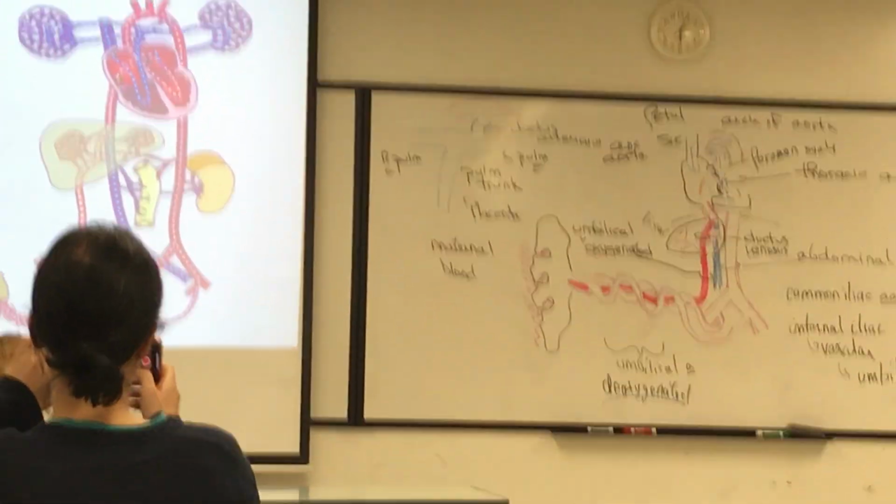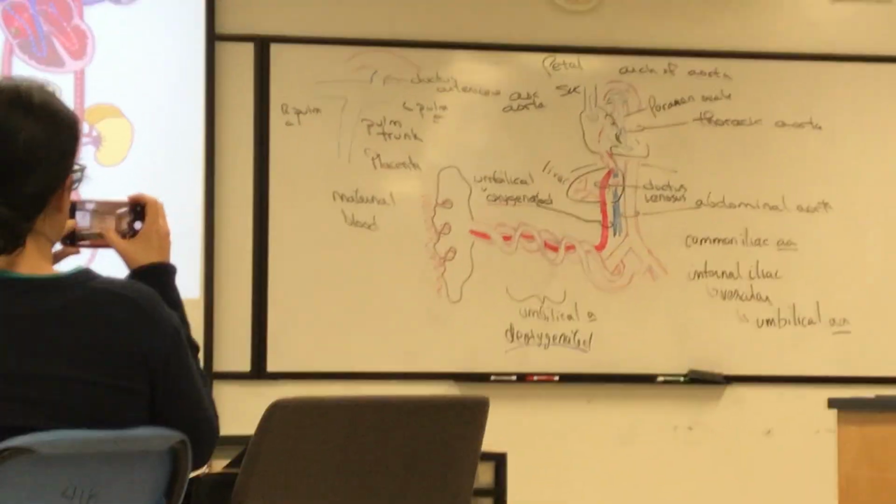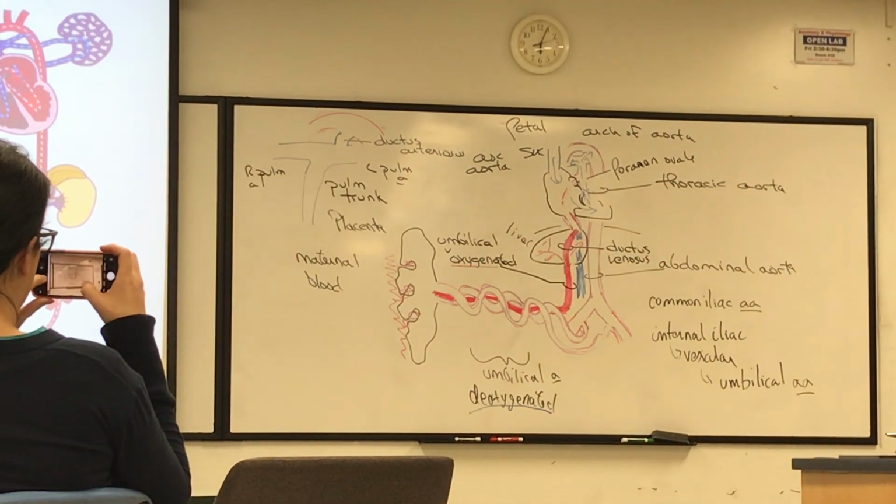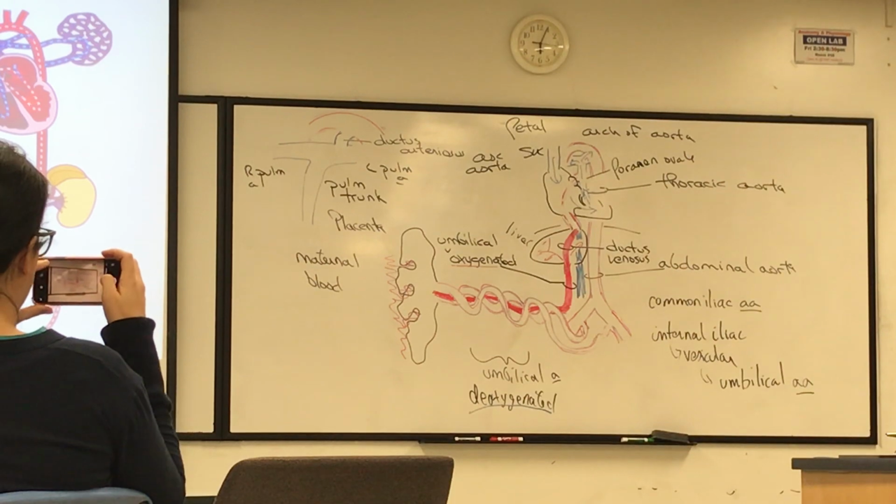If I may erase the board, I want to list the 5 fetal structures, and then what we call them after the baby is born, what we call them postnatally. Okay?